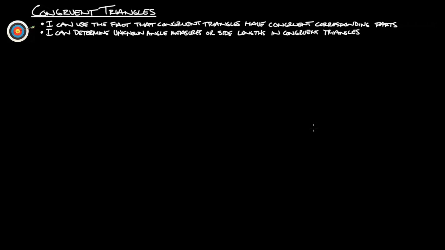I'm going to take you through the notes on congruent triangles. At the end of this, you should be able to say, I can use the fact that congruent triangles have congruent corresponding parts, and I can determine unknown angle measures or side lengths in congruent triangles.